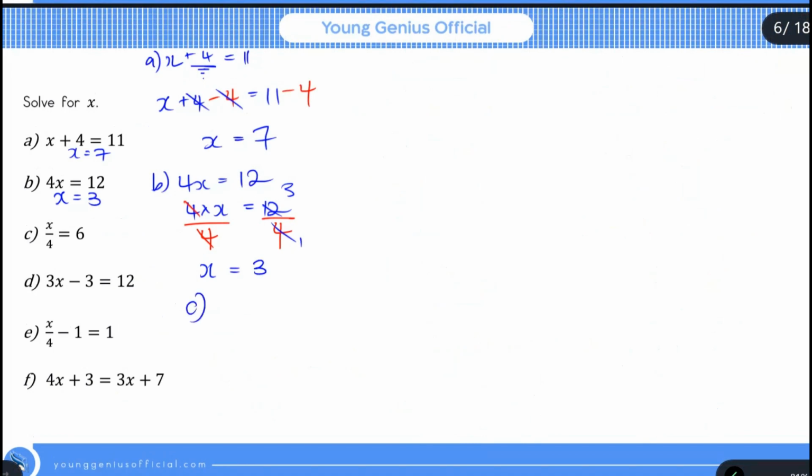I hope by now you've gotten the hang of it. If not, you can always reach out to me and let me know. I'll try to help you. So x over 4 is equal to 6.